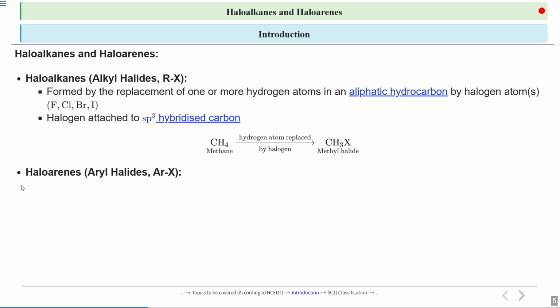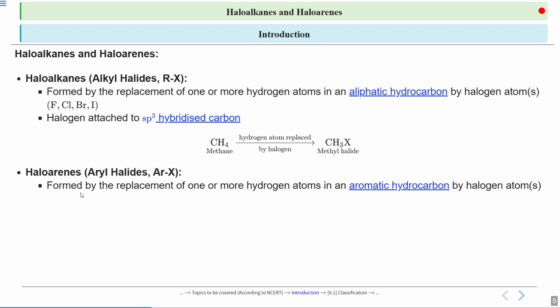Now, if we talk about the other term, that is haloarenes. Haloarenes is basically aryl halides. Again, halo came from the halogens, the group 17 elements, right? And arenes is what we use for the unsaturated hydrocarbon. We can also call it aryl halides, or you can represent it by Ar-X. X represents the halogens and Ar represents the aromatic ring.